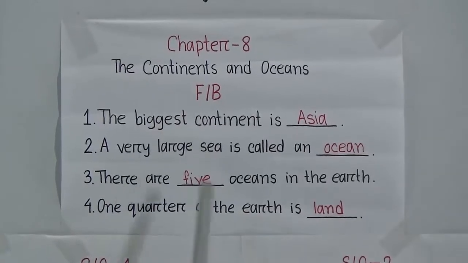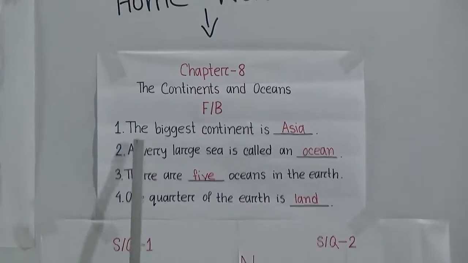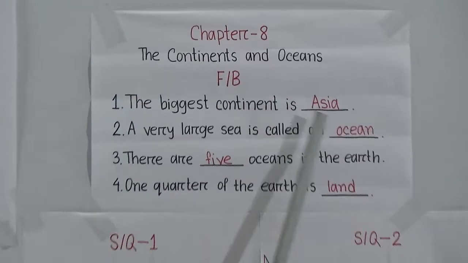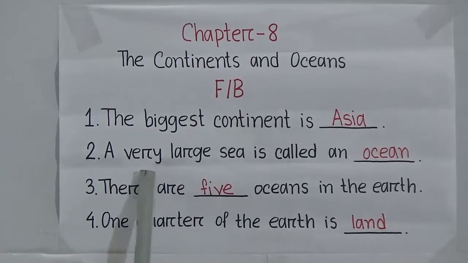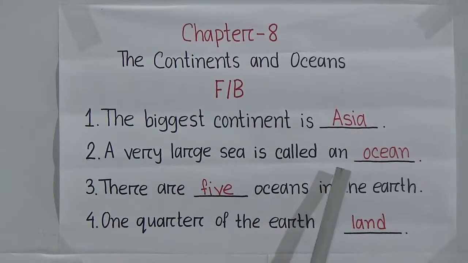I am saying this again. The biggest continent is Asia. A very large sea is called an ocean. There are 5 oceans in the earth. 1/4 of the earth is land. Now students will learn SQ1.